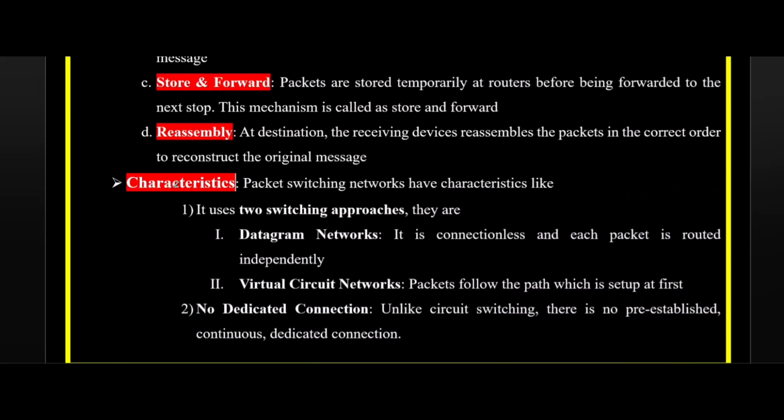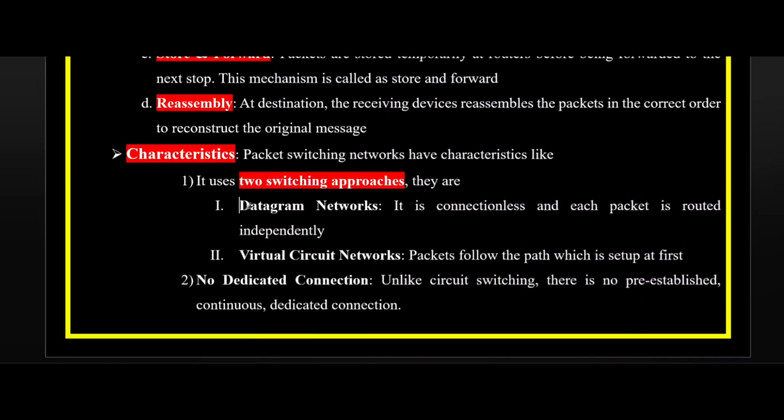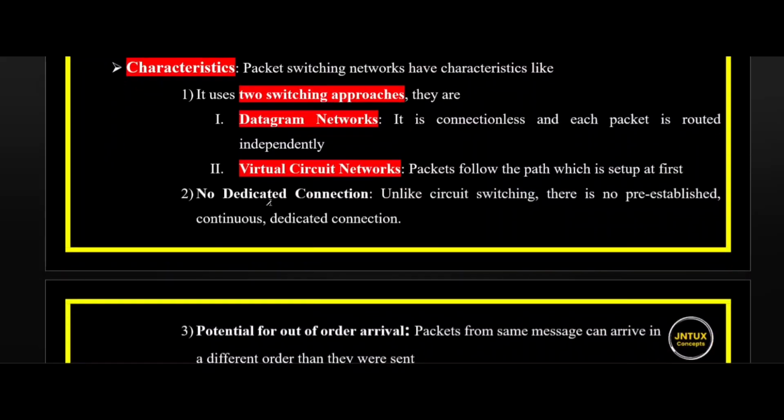The characteristics. Packet switching networks have some key characteristics. They use two switching approaches. The first one is datagram networks, which are connectionless, and each packet is routed independently. The next one is virtual circuit networks, where packets follow a path which is set up at first. There is no dedicated connection. Unlike circuit switching, there is no pre-established continuous dedicated connection.